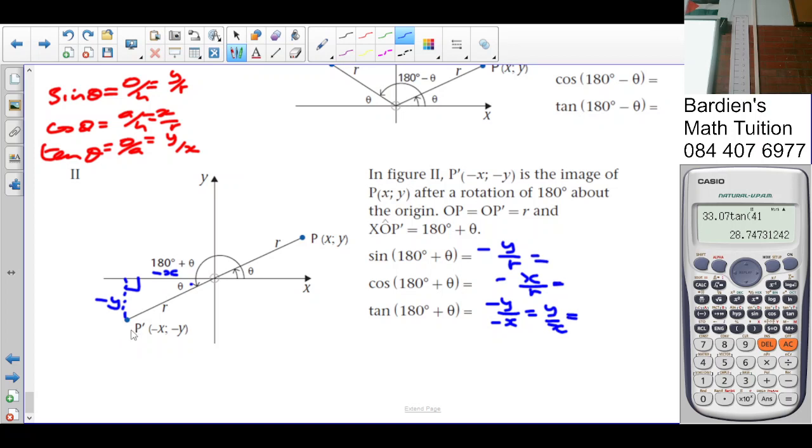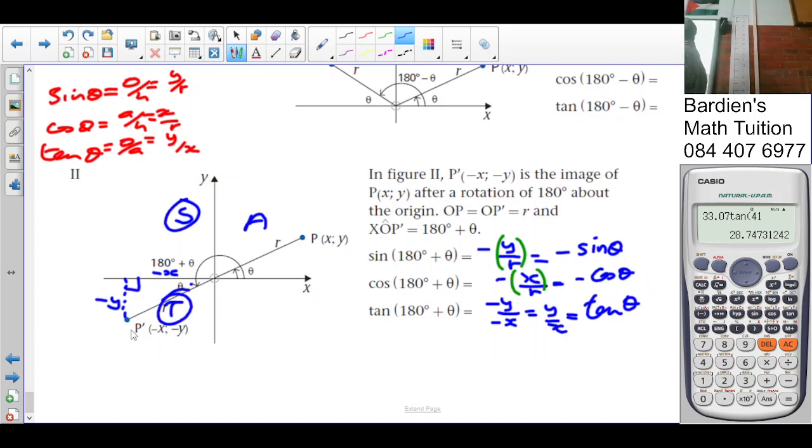But we say, okay, y over r is what? Sine, according to that. So you've got negative sine theta. 180 plus theta, cos: in the third quadrant, it's negative cos theta. Can you see that, people? And then tan of 180 plus theta is just going to be tan theta. So what does that also confirm now? Earlier, only sine was positive. Here, what do you notice? Only tan is positive. Can you see that, people? And the last one, same story. Okay?